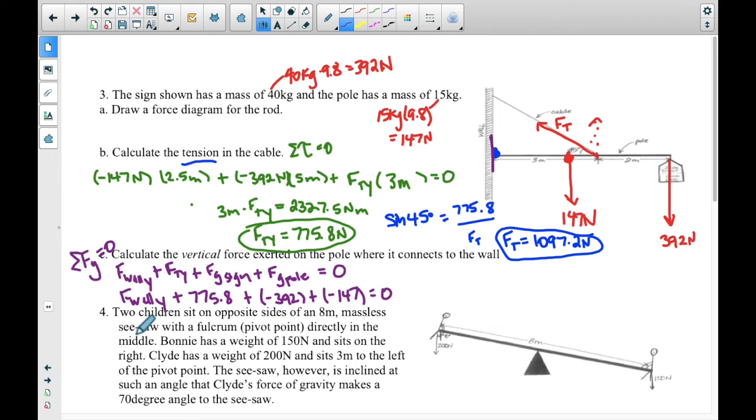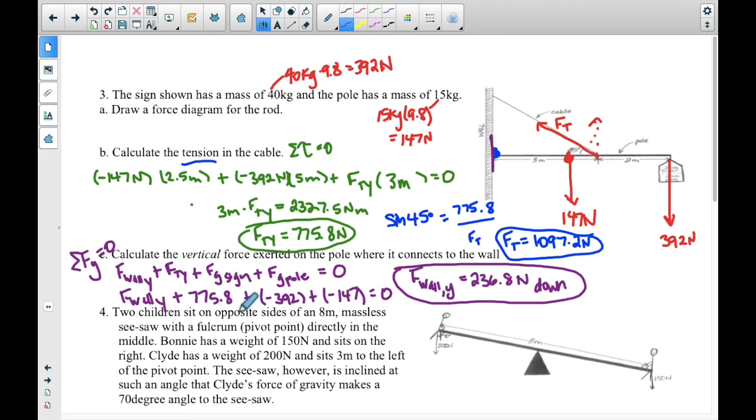All right, the force of the wall in the y direction, that's what I'm looking for. The force of tension in the y direction, we've already discussed, is 775.8. We figured that out a second ago, and that's working upwards. The force of gravity from the sign is negative 392, again working downward, so it's negative. And the force of gravity from the pole is negative 147, working downwards because it's negative. So now we just need to add these up and figure out what the force of the wall in the y direction is. All right, so when we figure this out, we get the force of the wall in the y direction is 236.8 newtons.